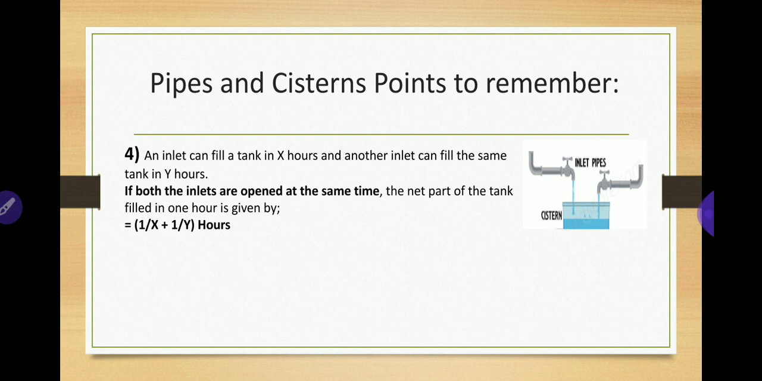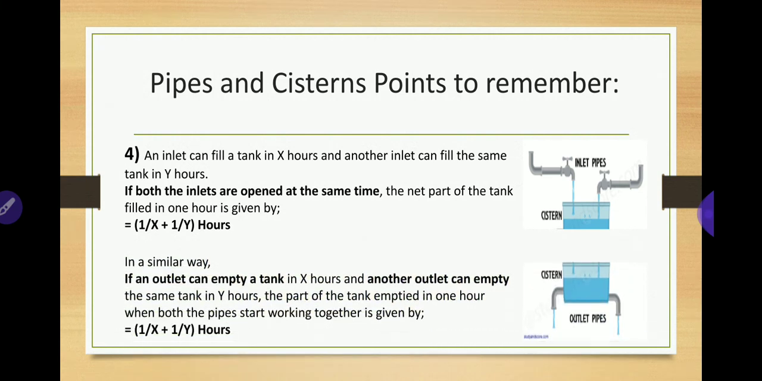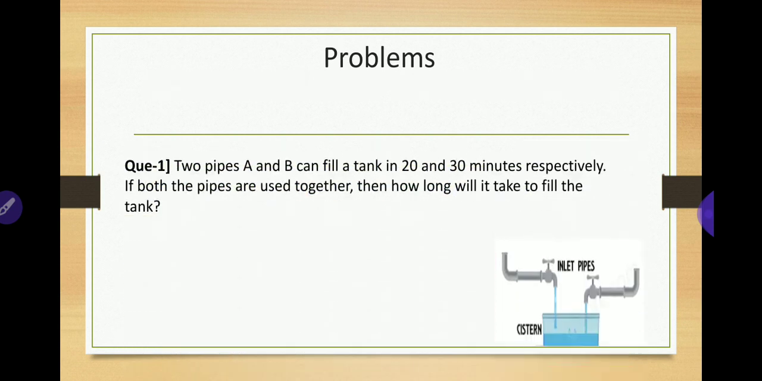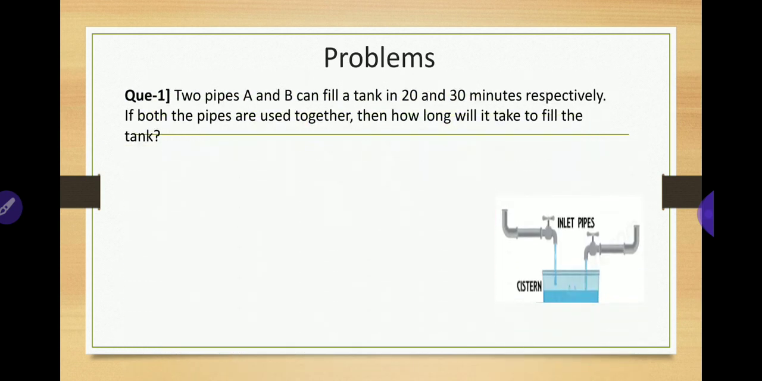Simply, the addition of these reciprocals will be there. Similarly, if two outlets are emptying the tank in x hours and y hours separately, and both are open at the same time, then the part of the tank emptied in 1 hour will be 1 upon x plus 1 upon y. If we open both pipes together, then its inverse will be the time required. If you know these 4 points, then we can solve any problem on pipes and cisterns.